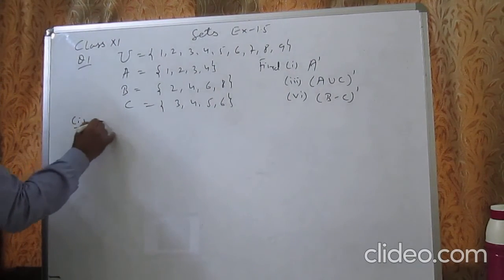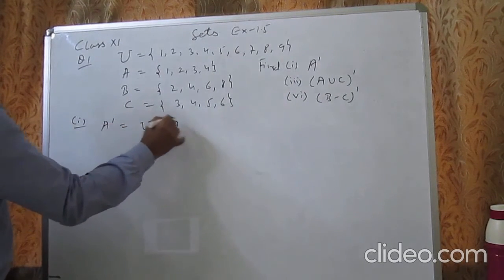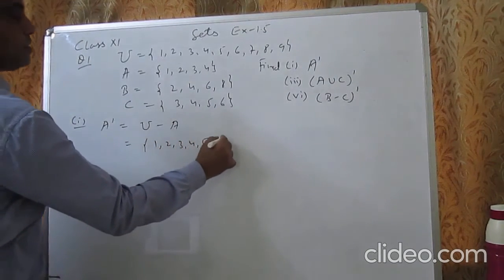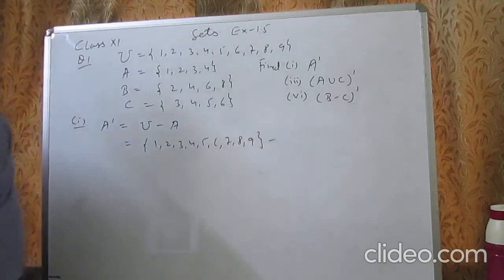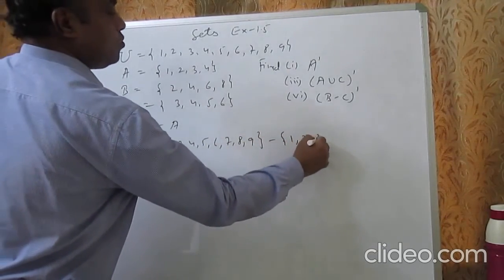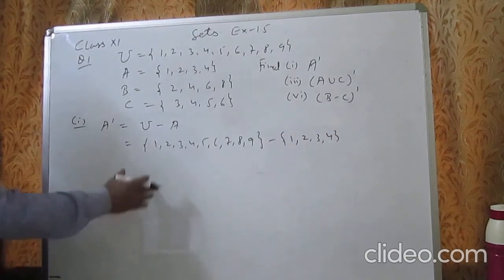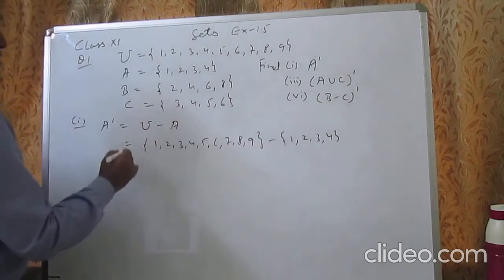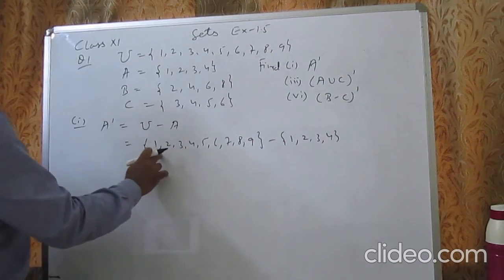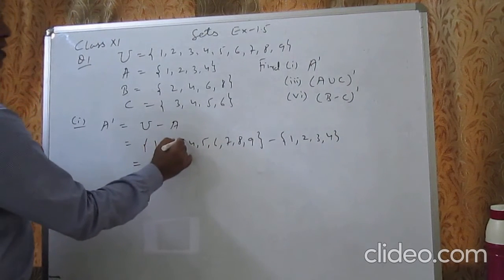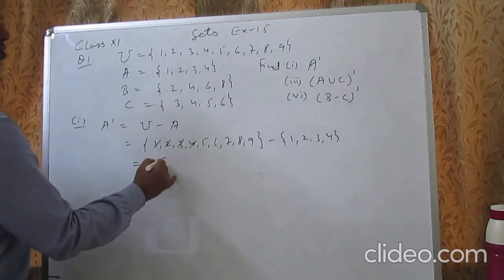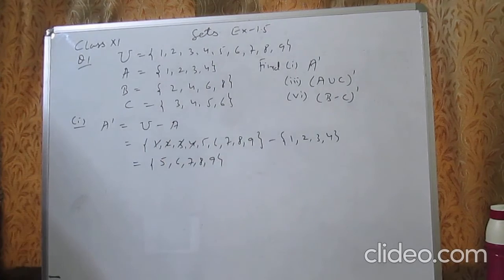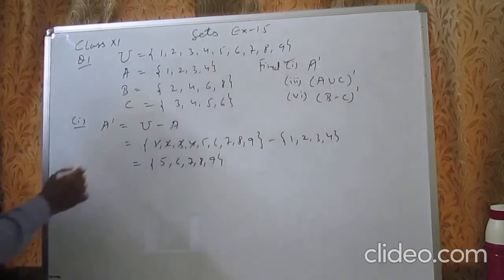Here A complement. So what is the definition of A complement? Universal set minus A. See, 1 2 3 4 5 6 7 8 9 minus A, 1 2 3 4. All elements of U के सारे elements and not elements of A. तो ए के सारे एलिमेंट्स इसमें से हटा दो, 1 2 3 4. So this is A complement: 5 6 7 8 9.